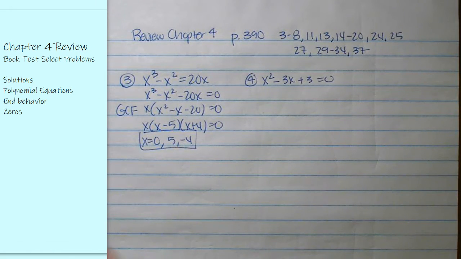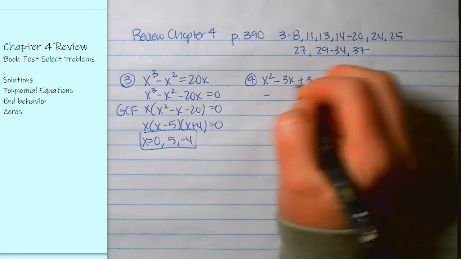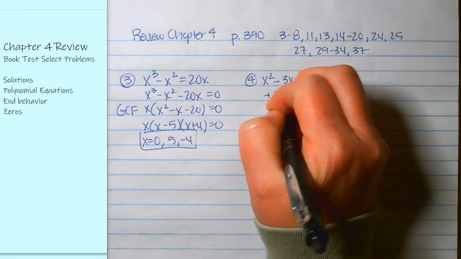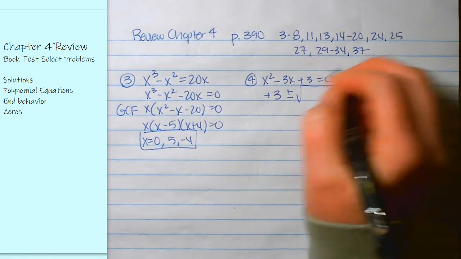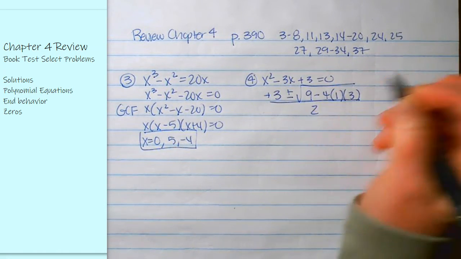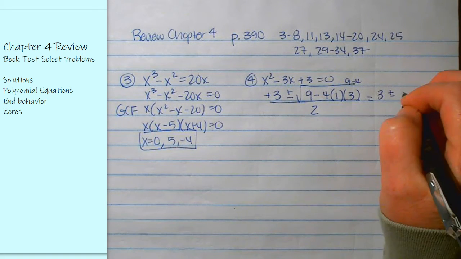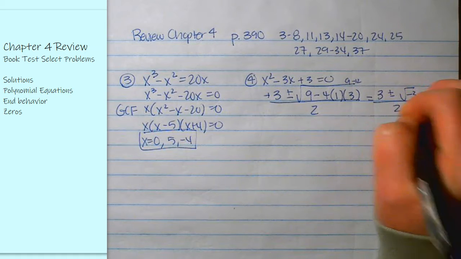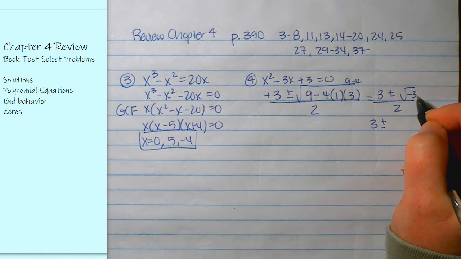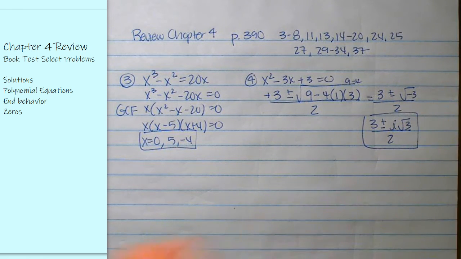Number 4 is ready to solve, but it doesn't factor. Factors of 3 do not add up to be 3. So we're going to say negative b, so negative 3, plus or minus the square root of b squared minus 4 times a times c, all over 2. 3 plus or minus the square root of 9 minus 12 is going to be negative 3, over 2. The 3 doesn't simplify, but the negative makes an i. And then we have 3 plus or minus i square root of 3, over 2. You need to know the quadratic formula.